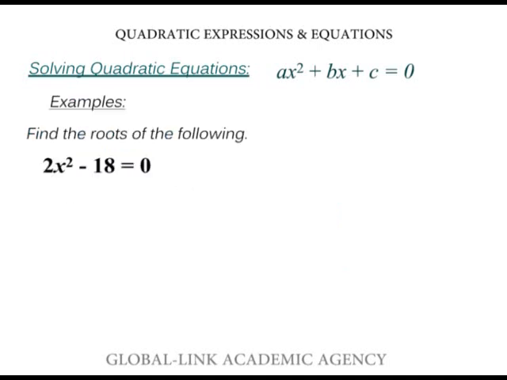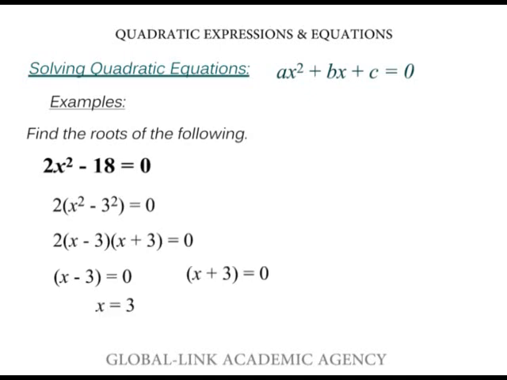For example, find the roots of the following. A, 2x squared minus 18 is equal to 0. In our solution, we factorize and have 2 into (x squared minus 9), and this is a difference of two squares, so we shall have 2 into (x squared minus 3 squared), giving us 2 into (x minus 3)(x plus 3). If x minus 3 is 0, x is 3. If x plus 3 is 0, x is minus 3. The roots are therefore minus 3 and 3.